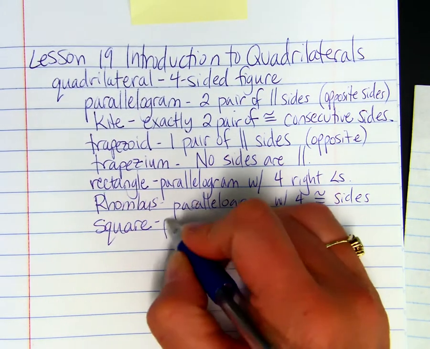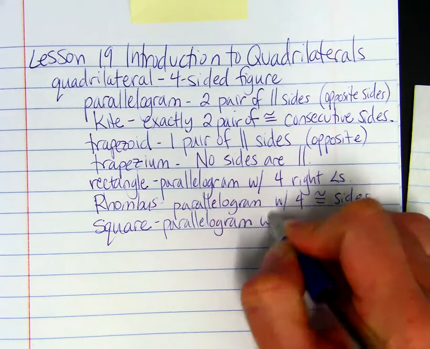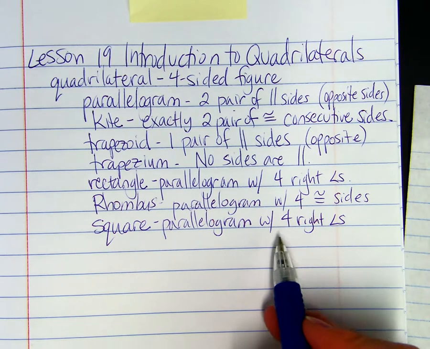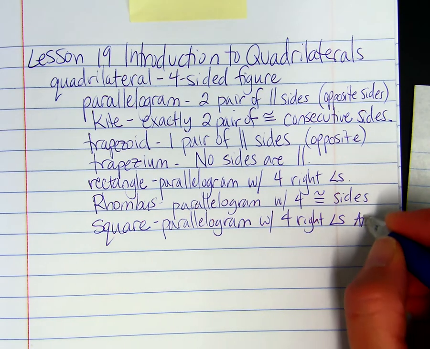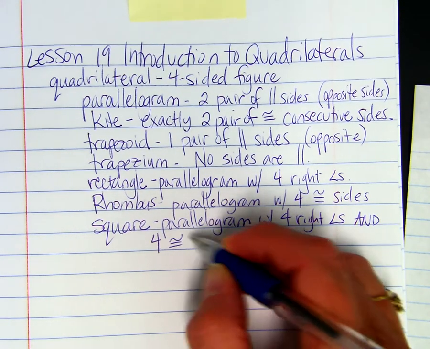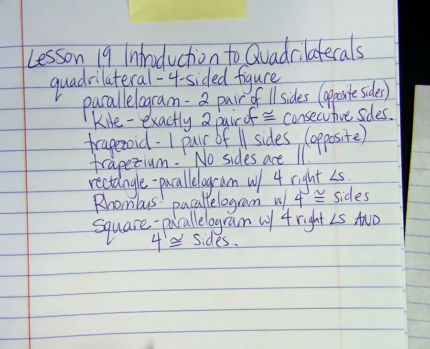A square is a parallelogram with four right angles. So automatically it's going to be a rectangle also. And four congruent sides. So now it's also a rhombus.